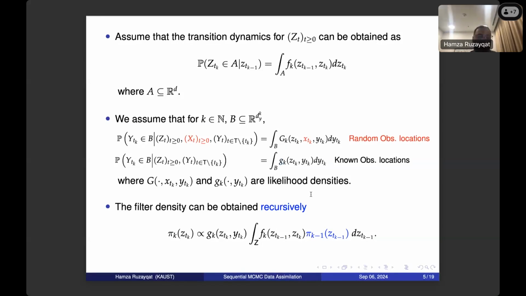It's known that the filter density can be obtained recursively by integrating the so-called smoothing distribution to get the following formula. The filter density is pi_k of Z_tk, and we drop the dependence on the data. It is just the likelihood times the integral of the transition density times the filter density at the previous time step k minus 1.